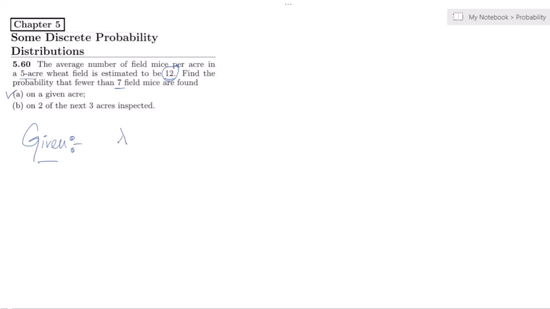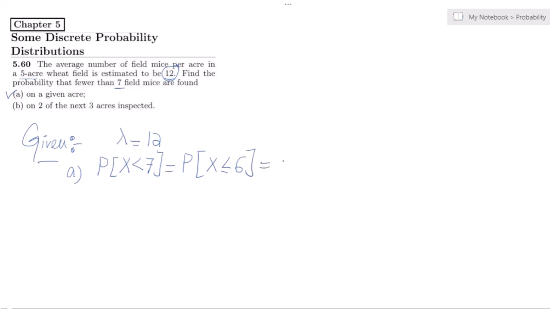This is the lambda, or the average number of mice. Wherever you get this average number and you want to find some other number, that is the case where you have to use the Poisson distribution. In part A, we have to find the probability that fewer than 7 field mice are found, or the probability that x is less than 7, which is the same as the probability that x is less than or equal to 6.